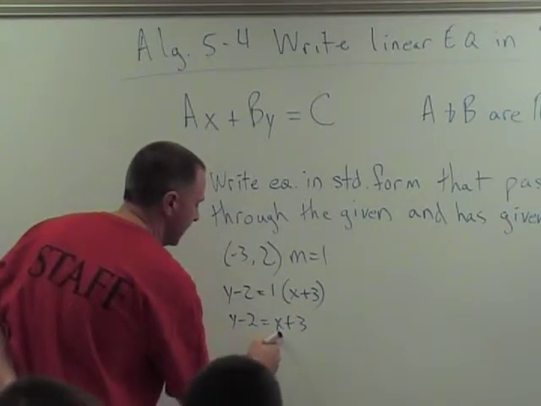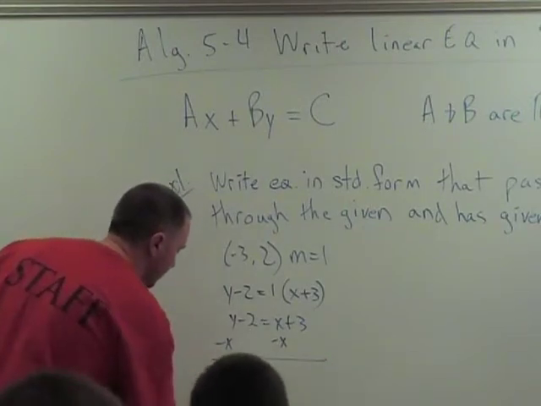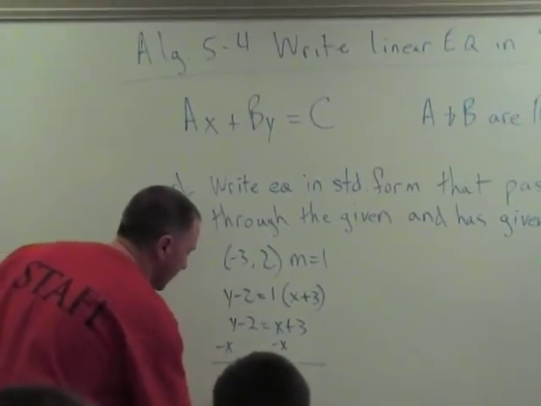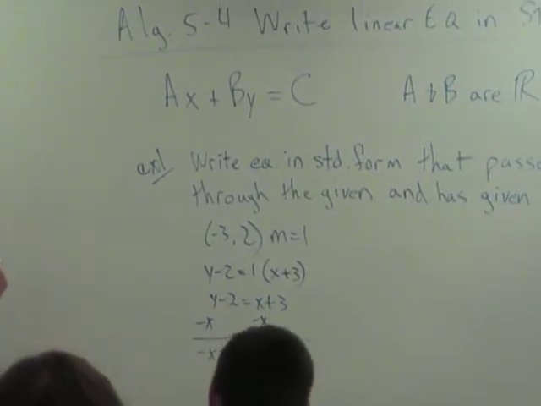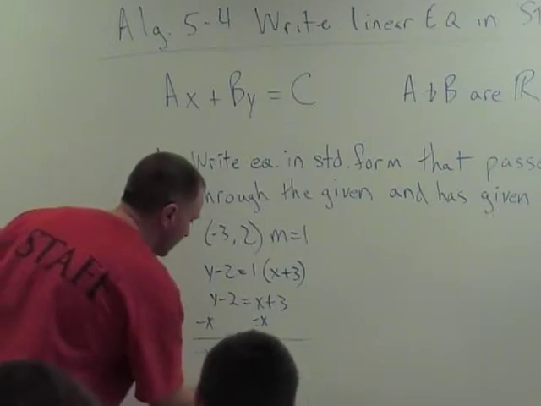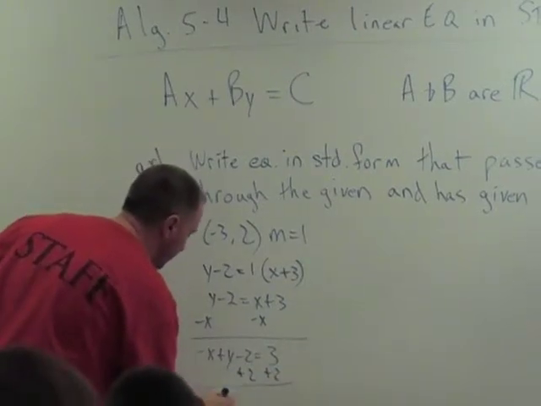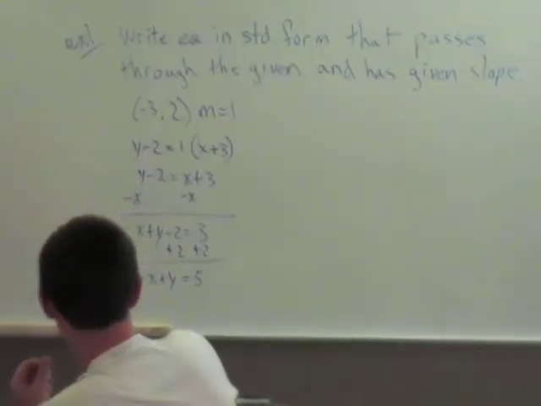Now I'm going to subtract x to the left, and I get negative x plus y minus 2 equals 3. Everybody with me? Yes. And then we add 2 to both sides, and we get negative x plus y equals 5.